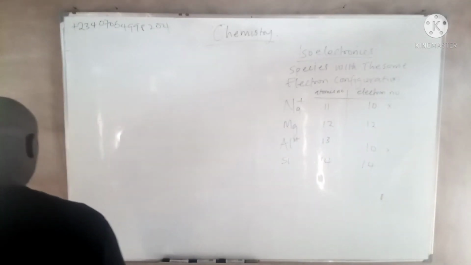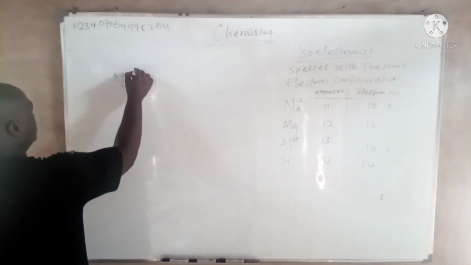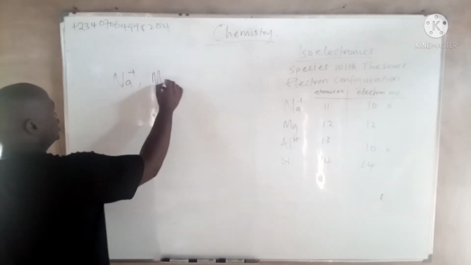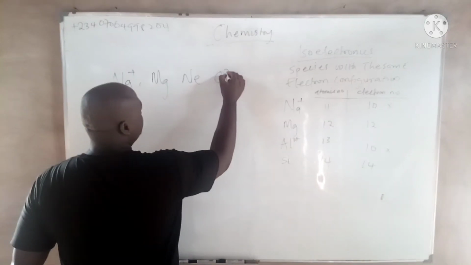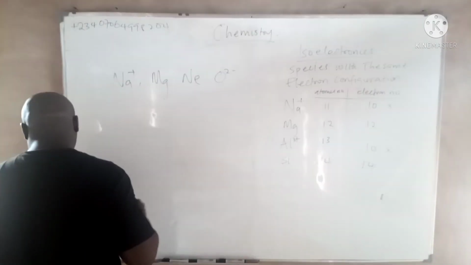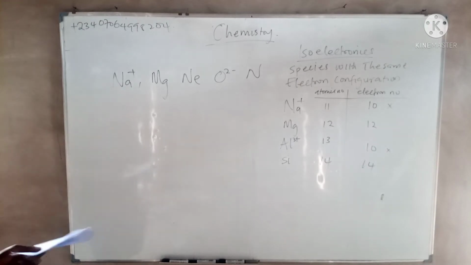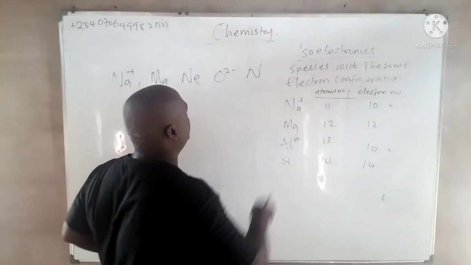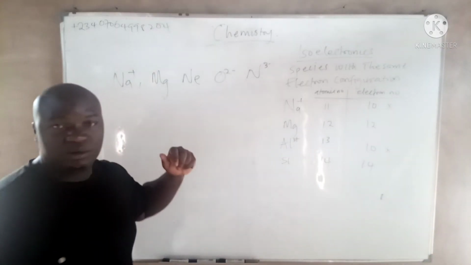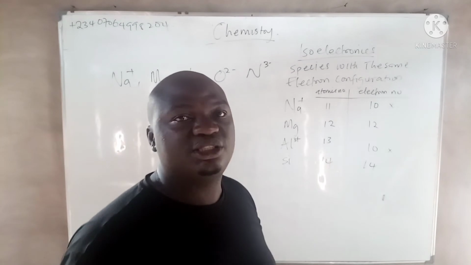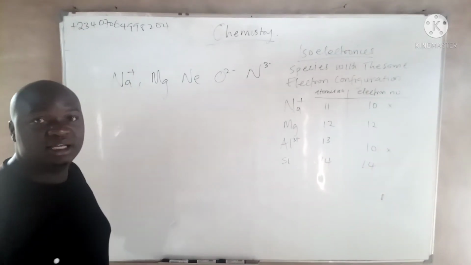Let me give you another example. What if you have this? So you have sodium plus, we have magnesium, we have neon, we have oxygen 2 minus, and let me say we have nitrogen. And they ask you, let me put nitrogen straight to make it interesting, is the above elements isoelectronics? All you need to do is to know the total number of electrons here.